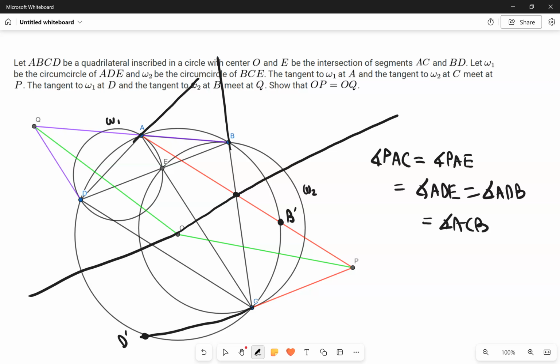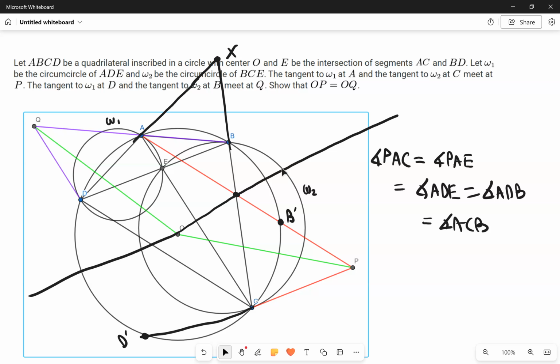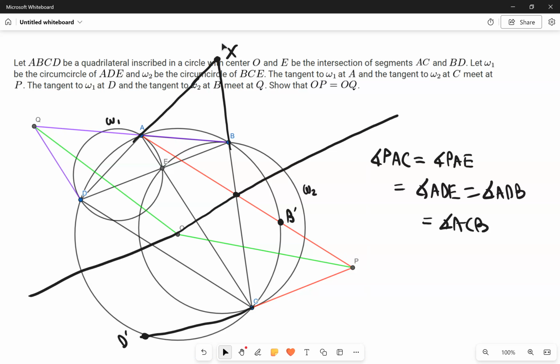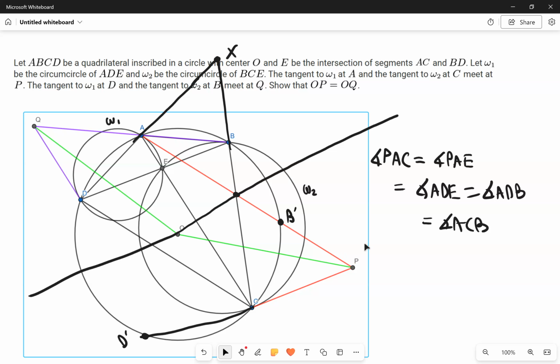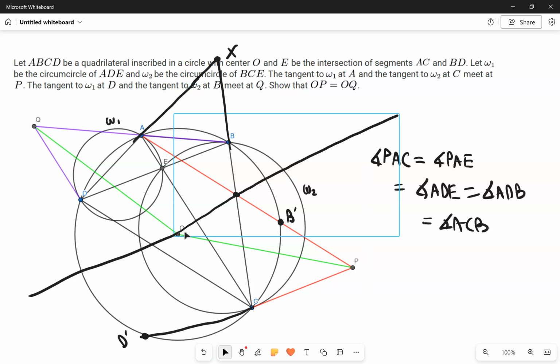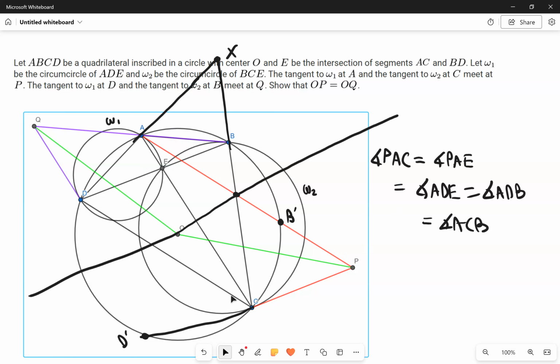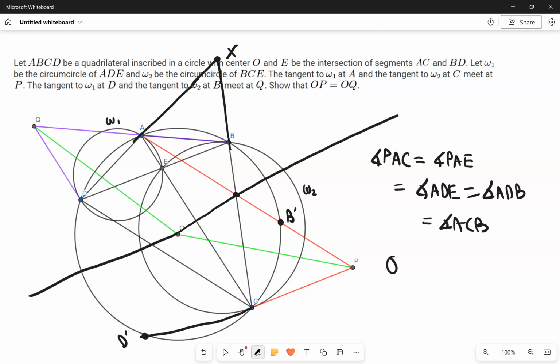So let me go ahead. They're intersecting, as in the problem statement. So let's go ahead and make them intersect at a point X. Then P and X are reflections of each other across this perpendicular bisector. And since O lies on the perpendicular bisector, because OA is equal to OC, we discover that OP is equal to OX. And we can do something similar with the point Q.